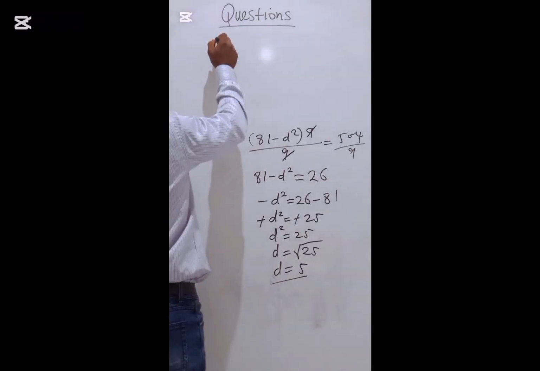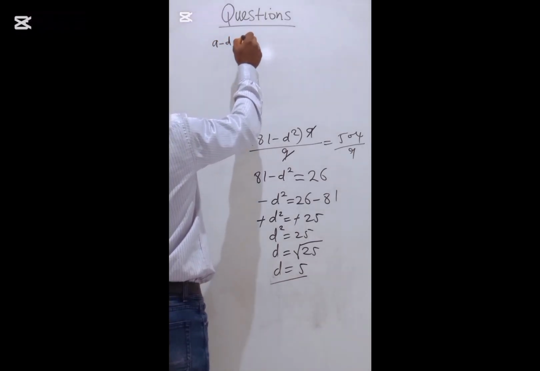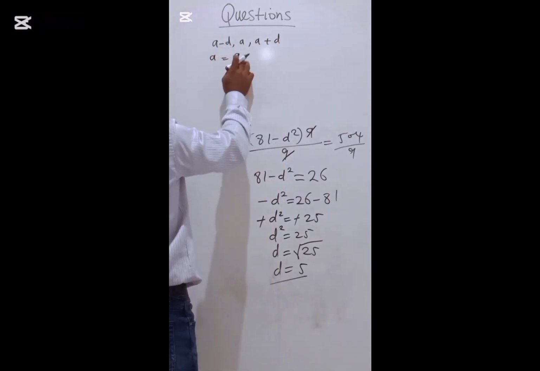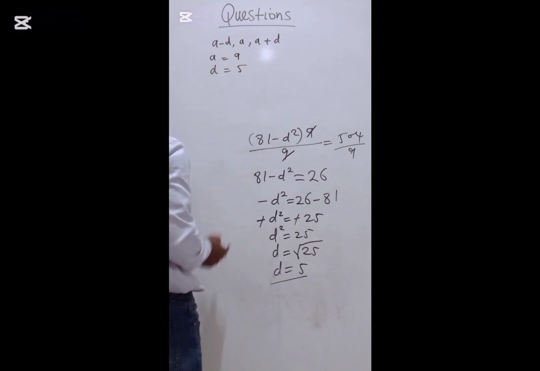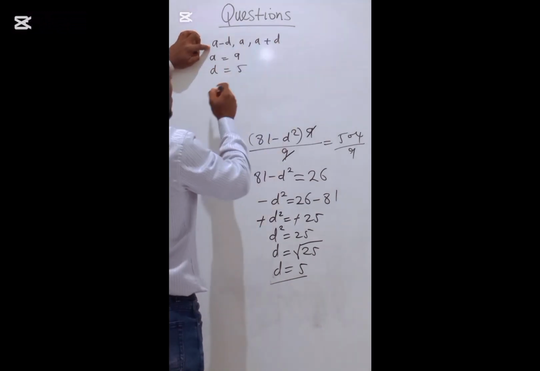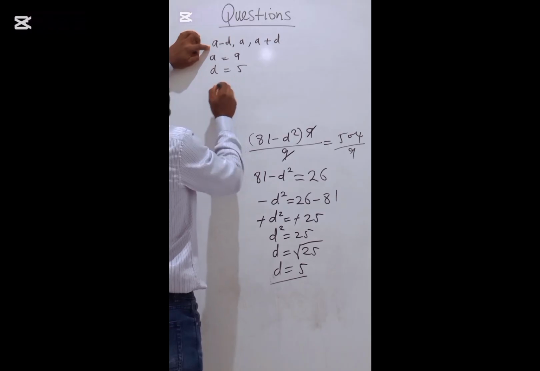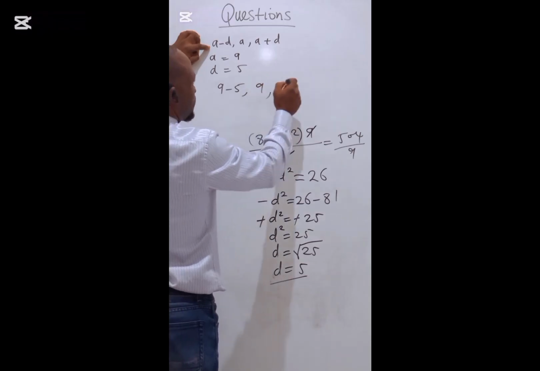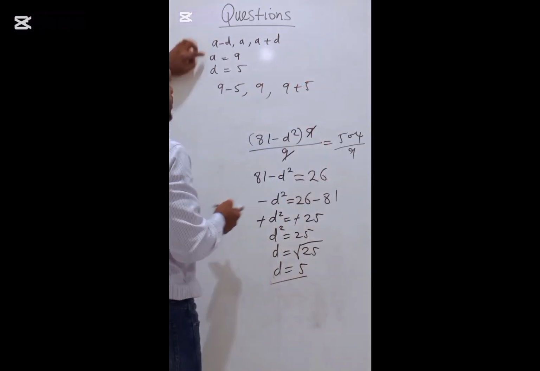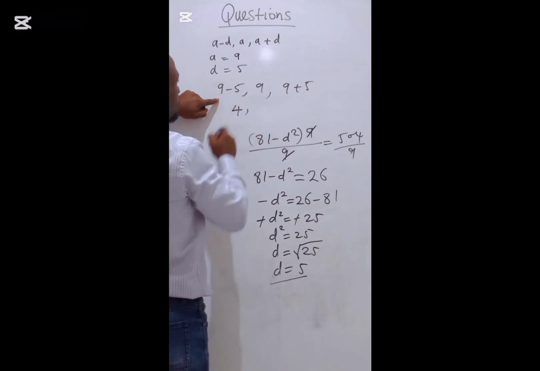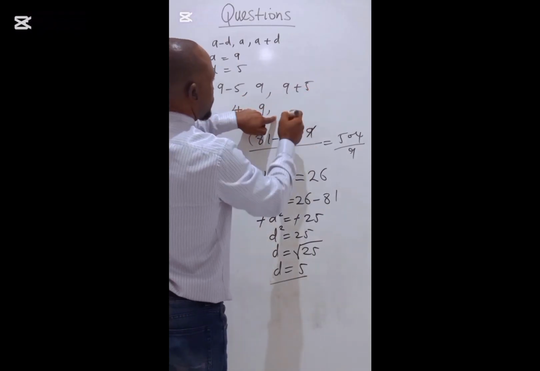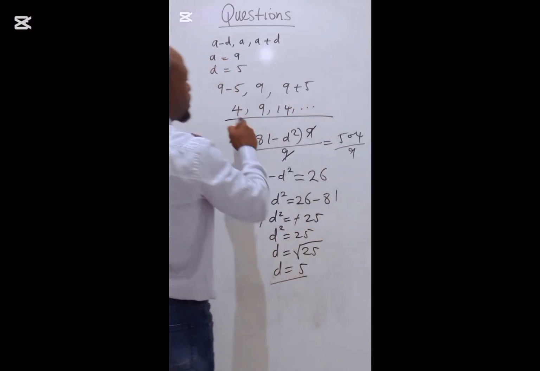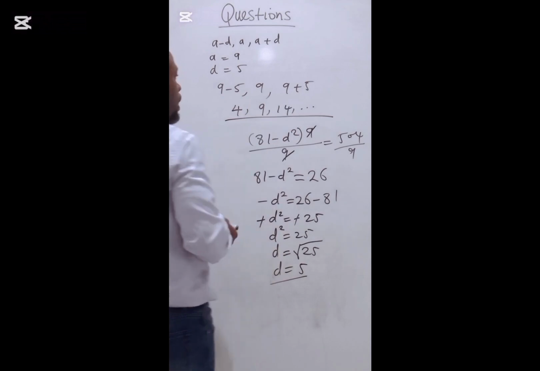The three consecutive terms are A minus D, A, and A plus D. We know the value of A as 9, and we know the common difference D as 5. Therefore, to get the three consecutive terms, 9 minus 5, 9, and 9 plus 5. These are the three terms. So 9 minus 5 is 4, and 9 plus 5 is 14. So these are the three terms in the sequence: 4, 9, and 14.